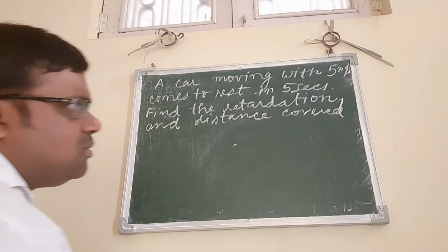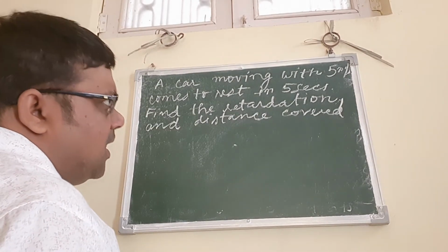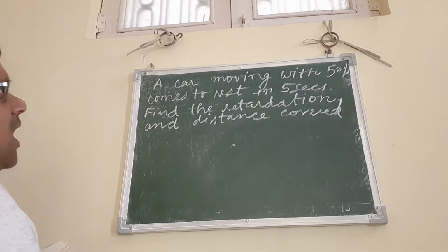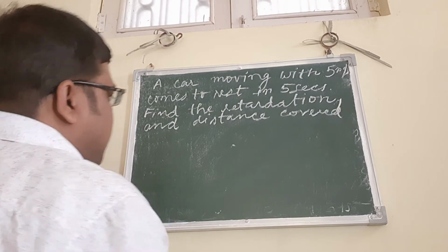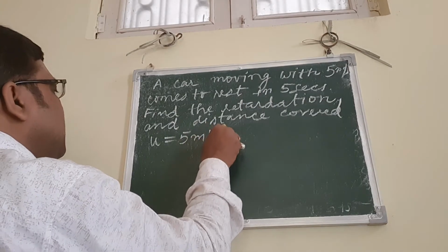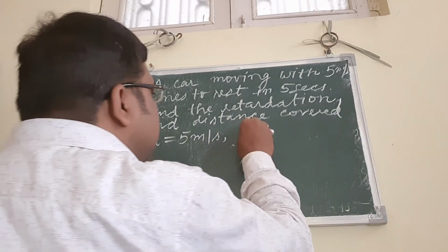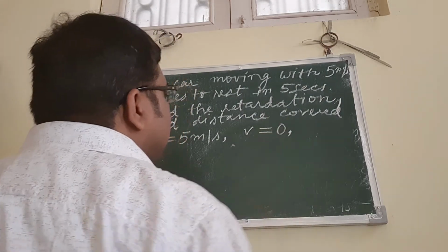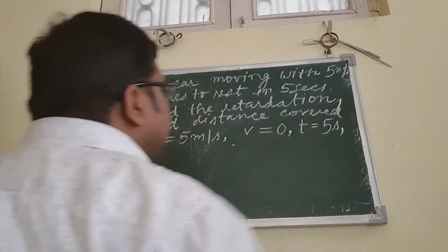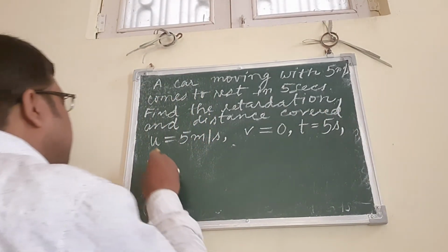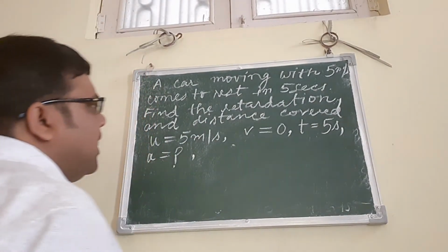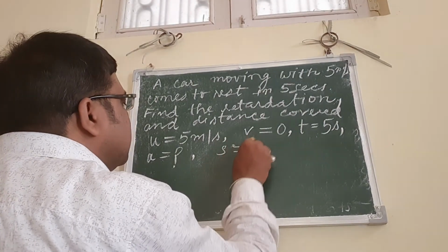So we are going to read the question once more, understand it, write the given things, and we'll find the result. A car moving with 5 meter per second. So the initial velocity is 5 meter per second, that is u, comes to rest, so the final velocity is 0. In time 5 seconds, so time is 5 seconds. Find the retardation, that is the negative acceleration, that is acceleration a, and the distance covered, that is s.